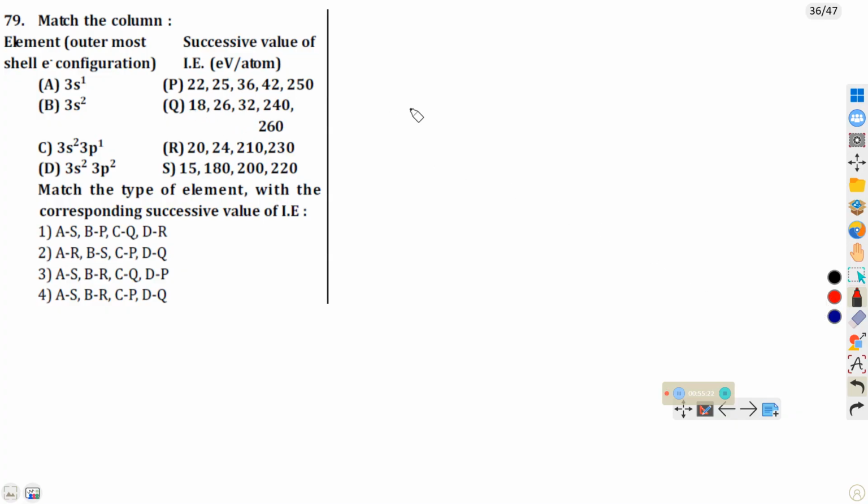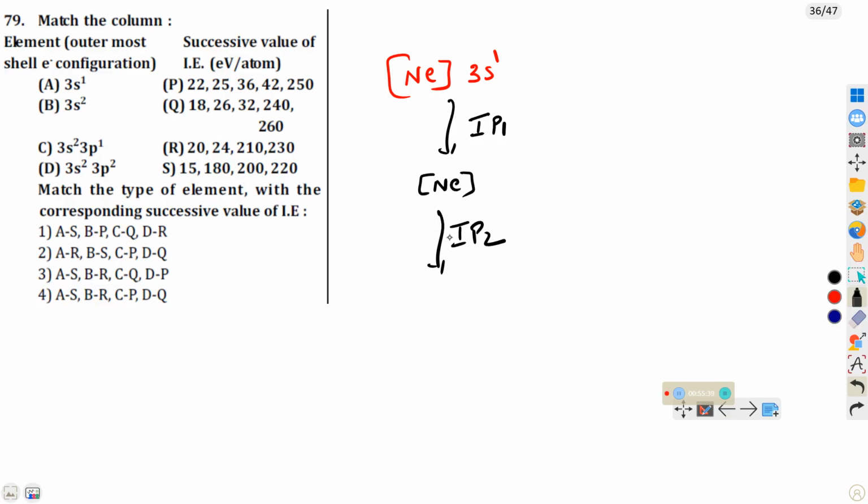Match the following. First configuration is neon 3s1. To remove one electron, IP1, neon configuration. IP2 value is abnormally high. Here IP2 value is abnormally high. So A matches with that.